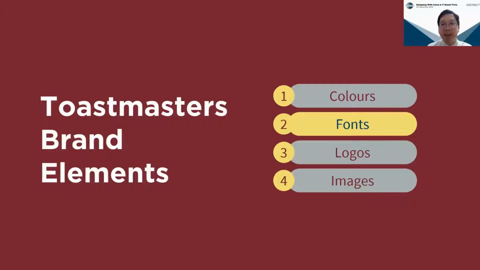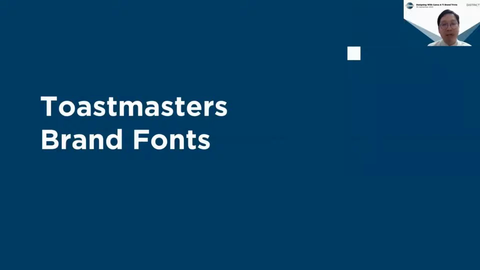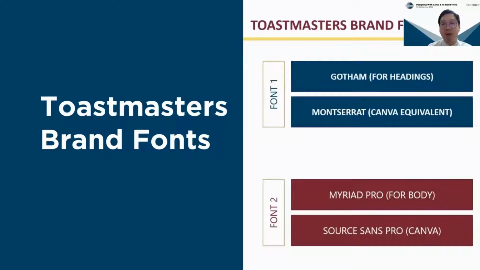And the next element would be fonts. A Toastmasters brand compliant poster can use these 2 fonts. The first font is Gotham, and the second font is Myriad Pro. Gotham is typically used for headings, while Myriad Pro is used for the body copy of the text. So both fonts are paid fonts, and they are not available in Canva.